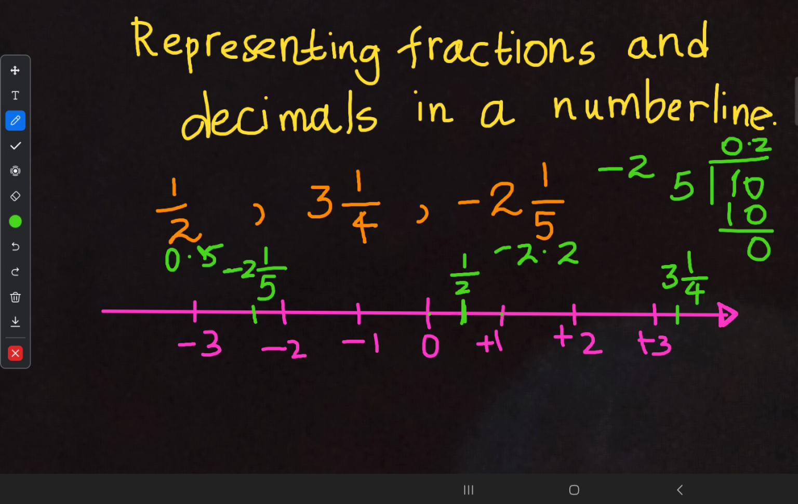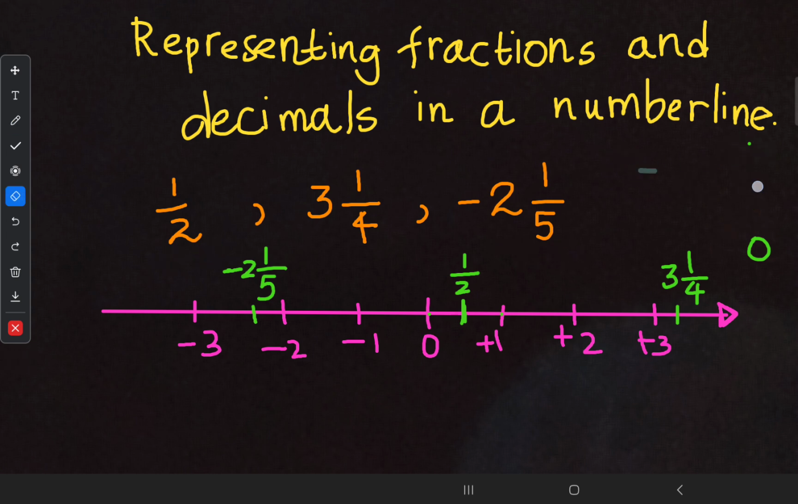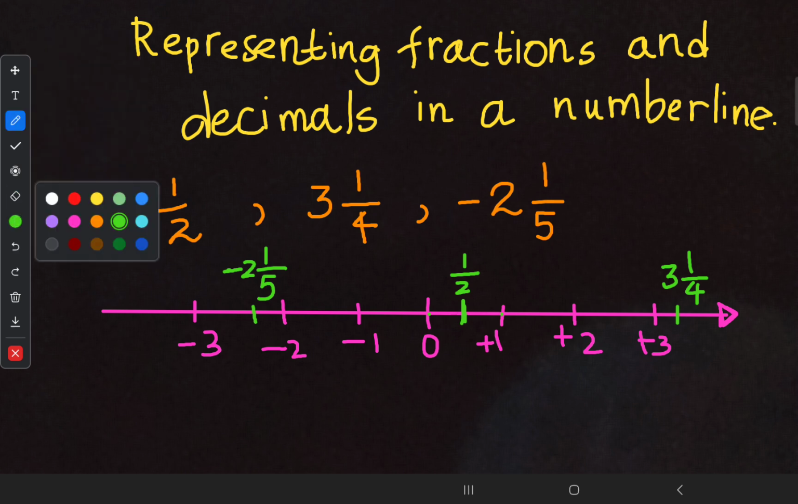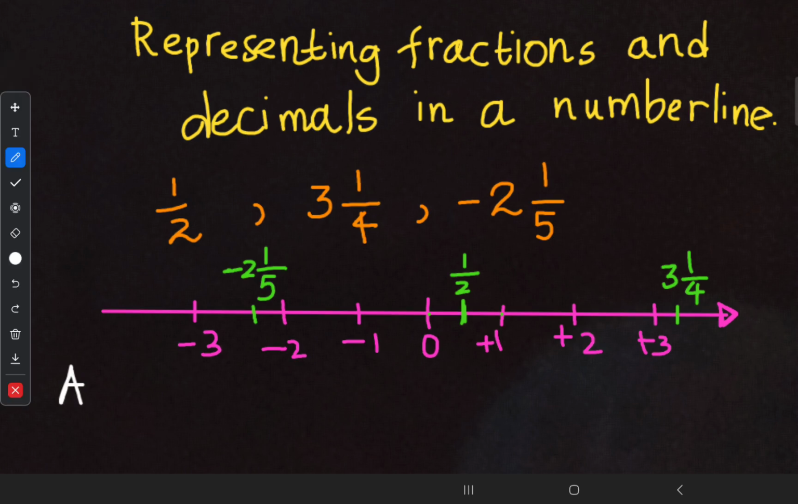If you are not clear with your fractions, you can move to decimals. Negative 2 with 0.2 means negative 2.2, which should be located between negative 2 and negative 3. That's easy. Likewise, you have to find the location of each given fraction. Then let's order them in ascending order. Ascending order means from the lower one to the higher one.